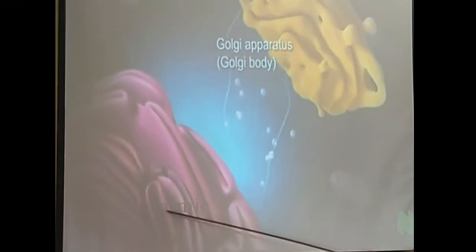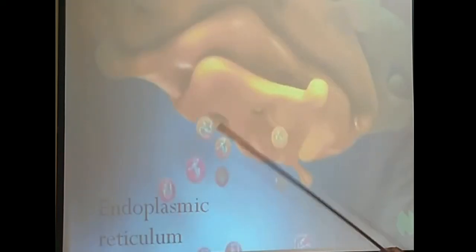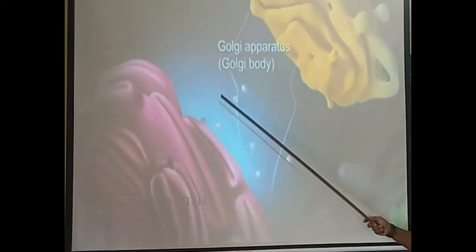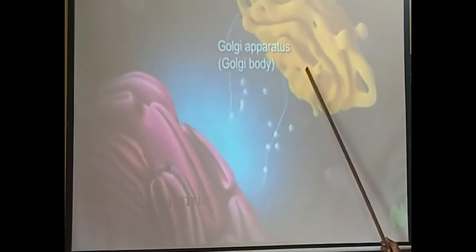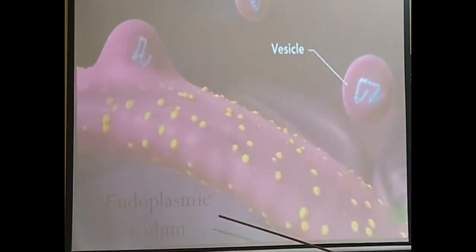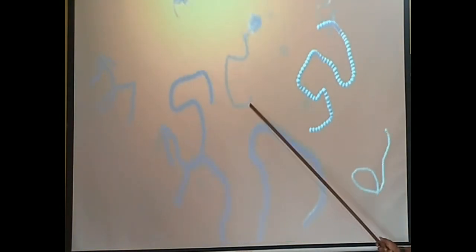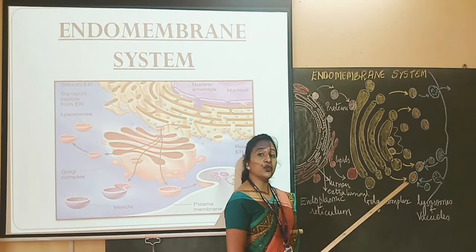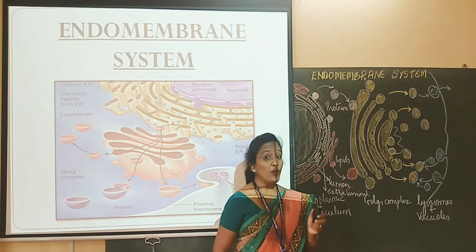You can see the endoplasmic reticulum, which will release the proteins and lipids to the Golgi apparatus. The vesicles formed from the endoplasmic reticulum will fuse with the cis face of the Golgi apparatus, where the modification will occur. Once the modification is done, the lipoproteins, glycolipids and glycoproteins will be released from the Golgi apparatus. So up till now we have understood the functions of the endoplasmic reticulum, Golgi apparatus and the vesicles.